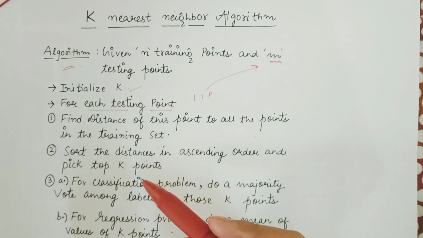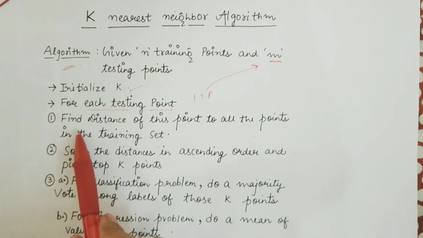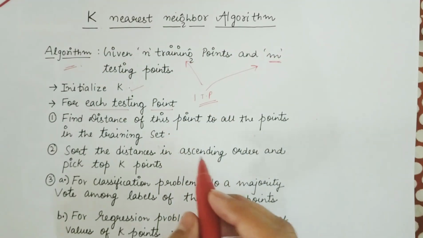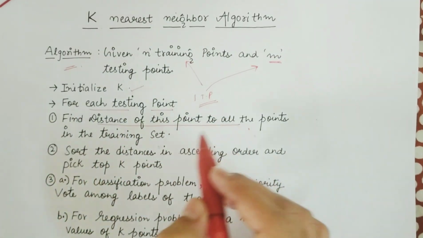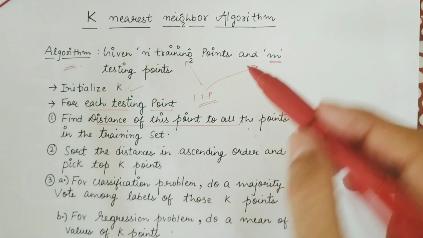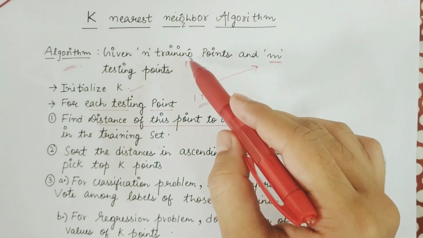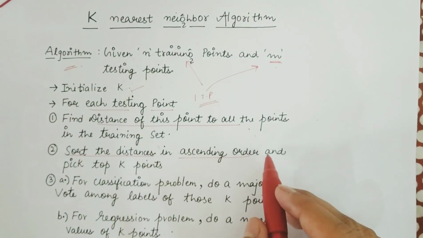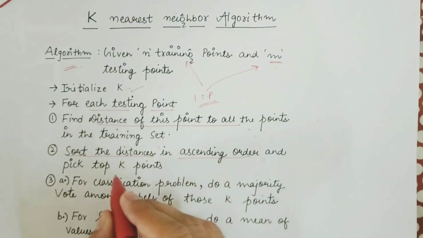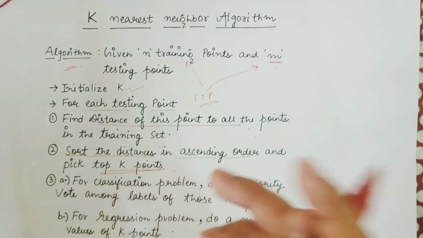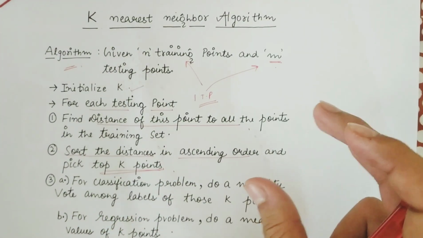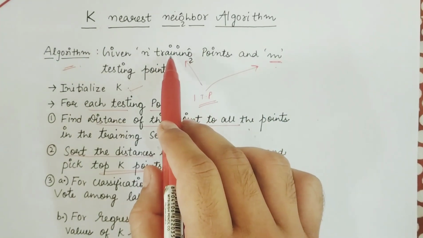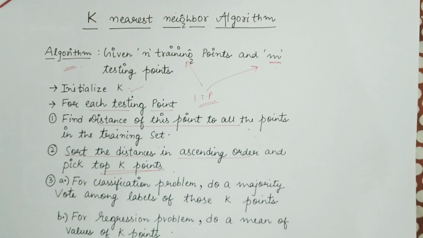The first step is we find the distance of this testing point with all these training points. And once we have the distance of this testing point with all these training points, we'll sort these distances in the ascending order and then we'll pick up the top k points. That is, these k points will be the points which have the smallest distance with this testing point.